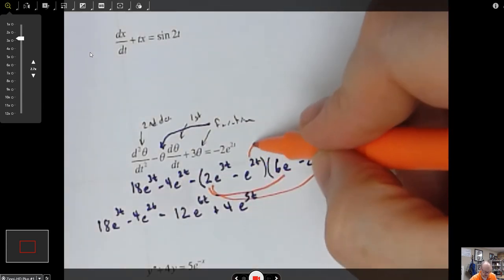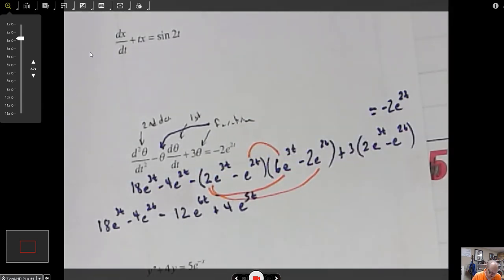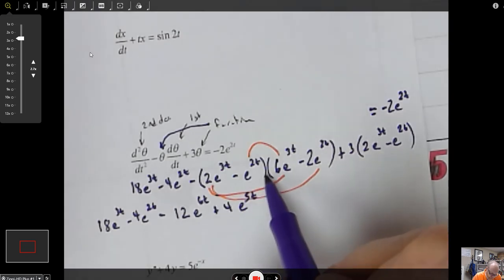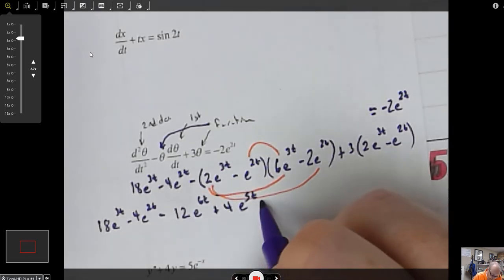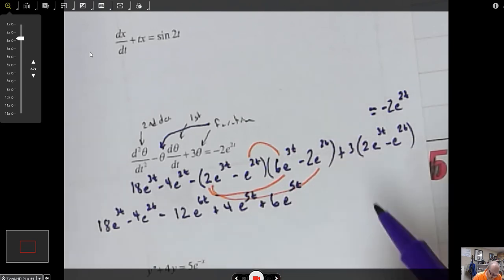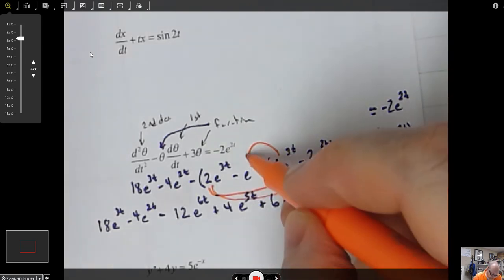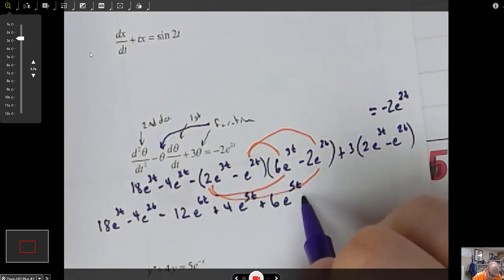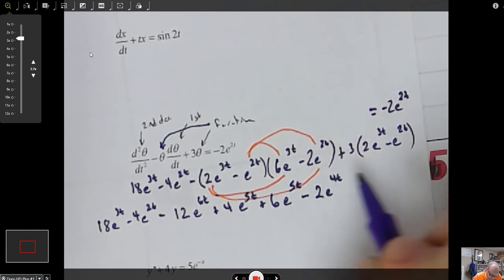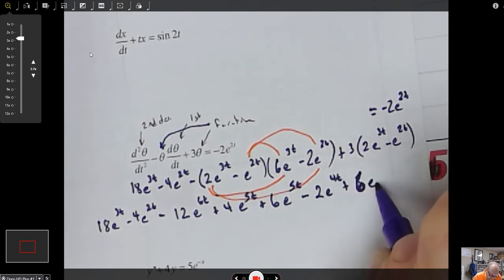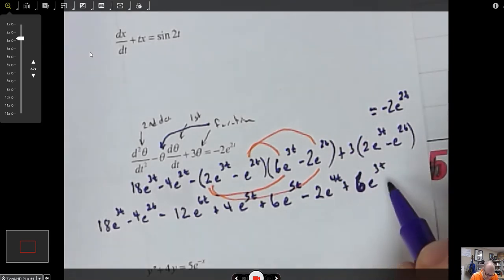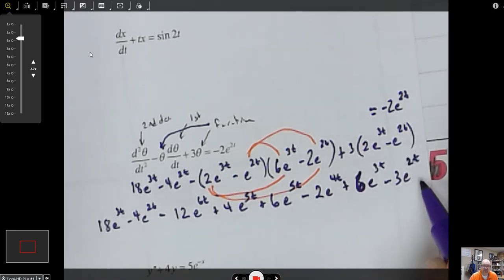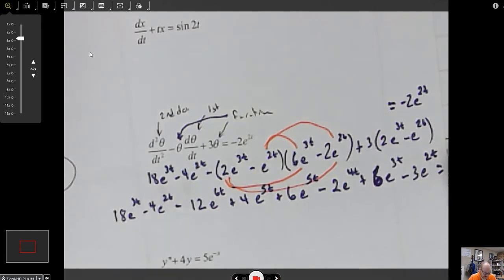I'm going to multiply the inside terms. That's going to be a negative 6. That's going to make it be positive 6, e to the 5t. And then finally, negative times negative is positive. This makes it back to negative 2e to the 4t. Plus 3 times 2 is 6. And 3 times 1 is 3. And again, I want to know, does all of that equal a negative 2e to the 2t?